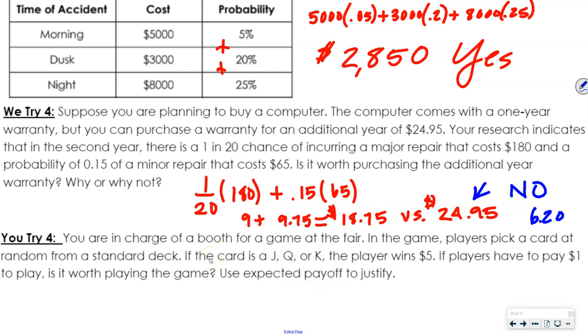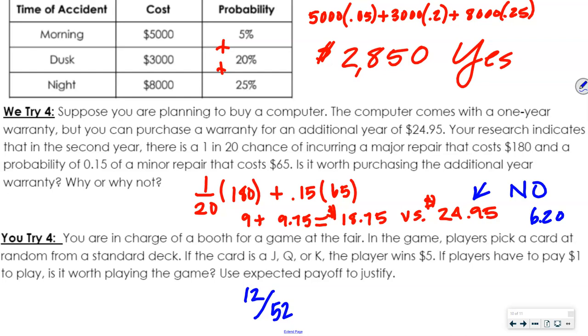So this one says you're in charge of a booth for a game at the fair. In the game, players pick a card at random from a standard deck. If the card is a jack, queen, or king, so there are 12 jacks, queens, or kings in a deck out of the 52, the player wins $5. If the player has to pay $1 to play, is it worth playing the game?